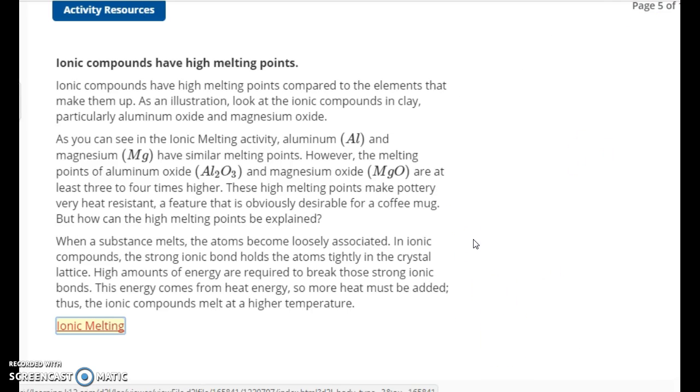So why the high melting points? When a substance melts, the atoms become loosely associated or loosely attached. In ionic compounds, the strong ionic bond holds the atoms tightly in the crystal lattice. High amounts of energy are required to break those strong ionic bonds. Remember, it's a 3-dimensional thing. It makes a cube, so they're held together in like 6 different directions. The energy comes from heat energy, so more heat must be added in order to break up that crystal lattice. Thus, the ionic compounds melt at a higher temperature.